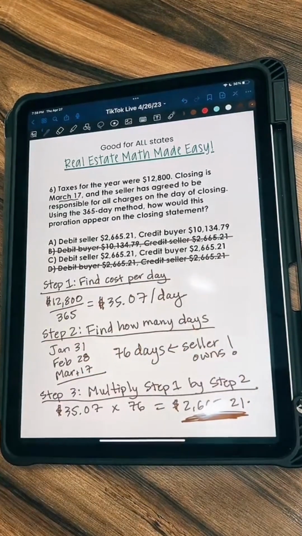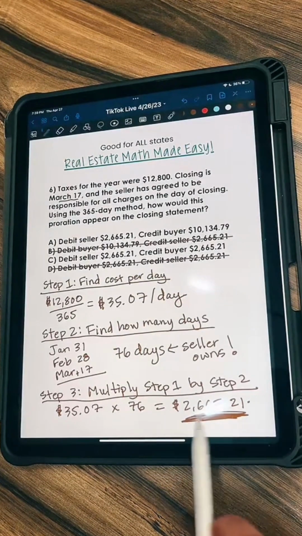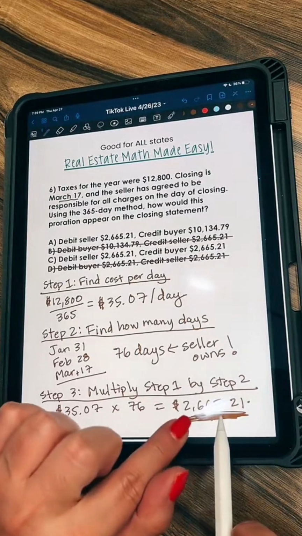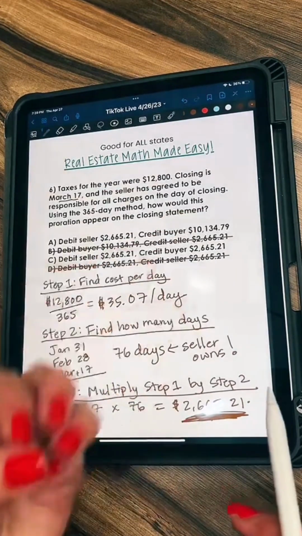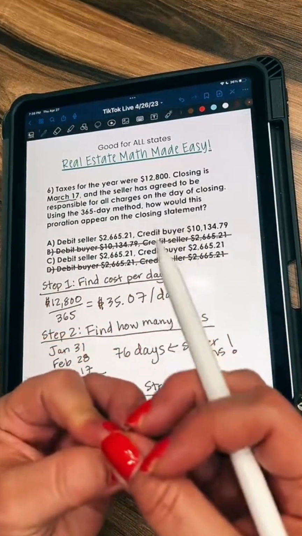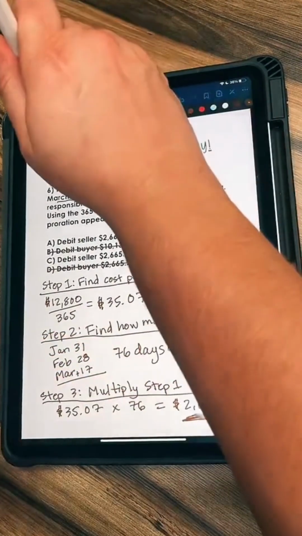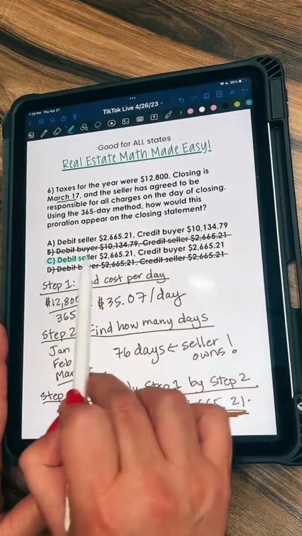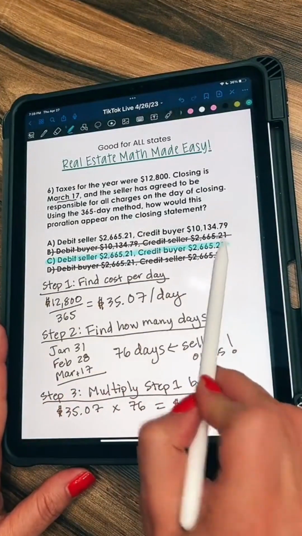Which one do you guys think it is? So let me tell you something. Whenever you have this, that means that the seller still owes that. So it's going to be taken away from the seller, right? And then credited back to the seller. So Jekka, you were totally right. The answer is C. All right.